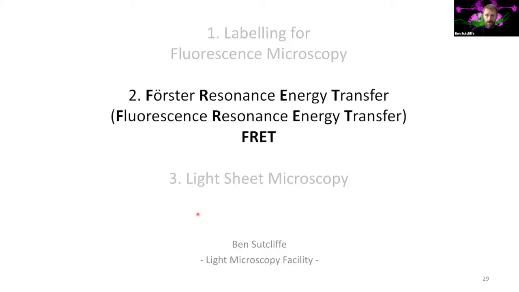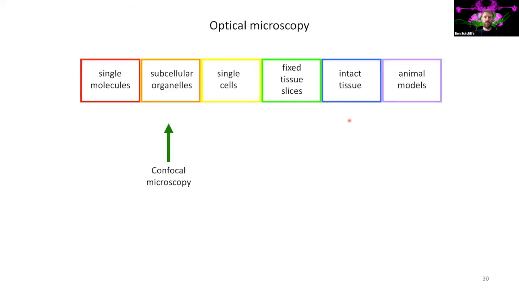So next, I'm going to give you a bit of information about why you might want to use Förster resonance energy transfer, typically called FRET, but some people also call it fluorescence resonance energy transfer. The diffraction limit of confocal microscopy is a little over 200 nanometers. It allows you to see subcellular organelles and things like that. Resolving anything smaller than that is a bit tricky, and John is going to give you an insight into how you might do that with super resolution on Thursday.